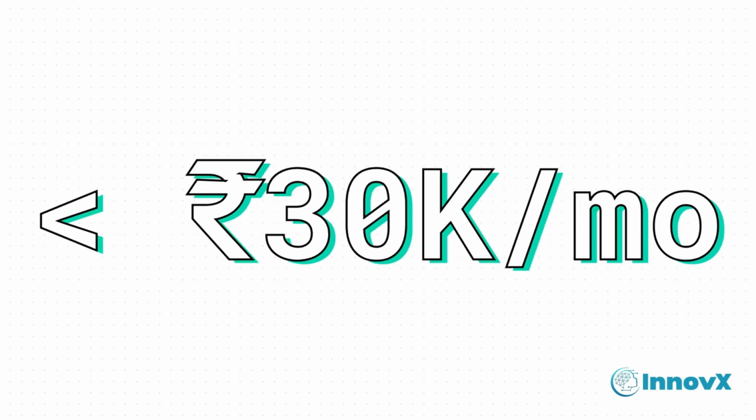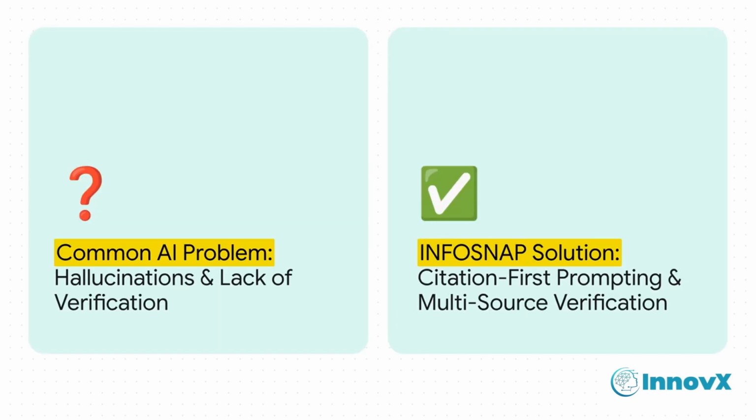And what about the cost? Well, for a pilot project, the estimated monthly cost is less than 30,000 rupees. This isn't some crazy expensive enterprise-only tool. That price point makes powerful AI automation reachable for teams and organizations of pretty much any size. Now let's talk about the elephant in the room with any AI tool. Can you actually trust it? INFOSNAP tackles this head-on. It fights against those infamous AI hallucinations with something called citation-first prompting, which means every single insight is tied directly back to a source. Plus, it uses multi-source verification to cross-check facts, building a real foundation of trust.